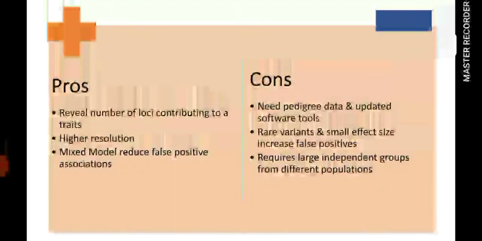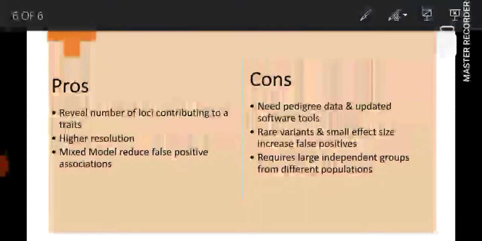In the first part, I have mentioned how it reveals the number of loci contributing to a particular trait. It provides higher resolution power. How does it provide higher resolution power? Because you are doing the analysis in a natural mapping population, so all kinds of recombinants are available, which provides higher resolution. In GWAS, there are various models. One of the models is the mixed model, which reduces false positive association.